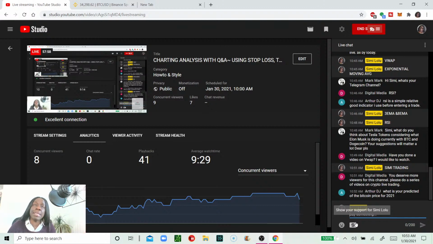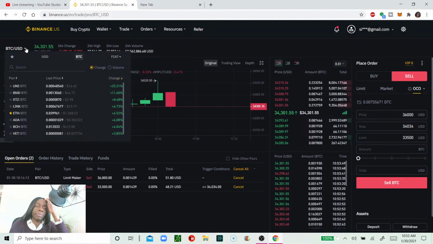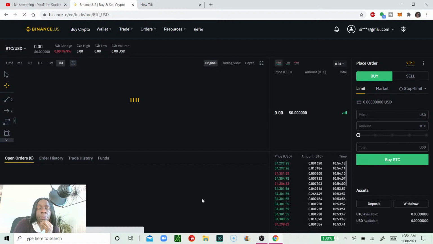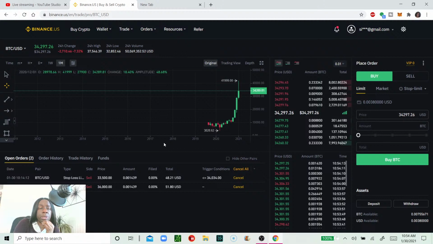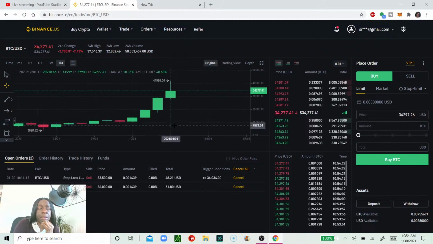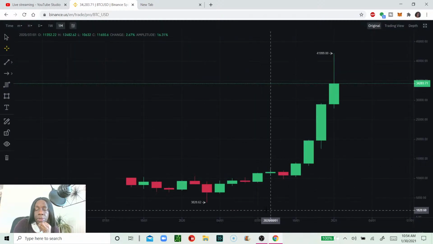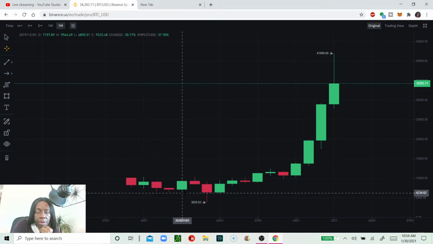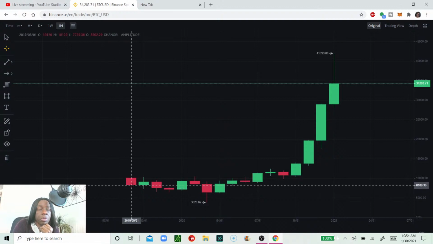Now, last year, Bitcoin, I think in December, let's go back to my charts. Let's look at this chart on a monthly. The chart went wrong. I don't know why it does this every now and then. So this is Bitcoin USD, and this is the monthly. I want it bigger than this. There you go, and you can see what happened. I don't know why this only gives me 2019.